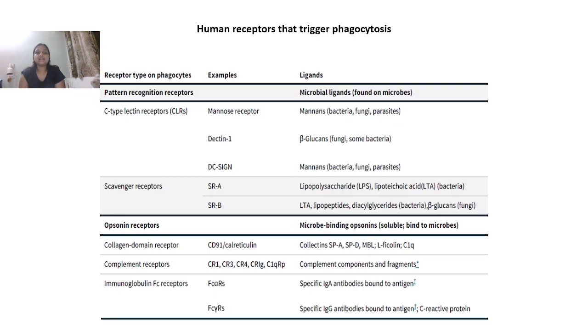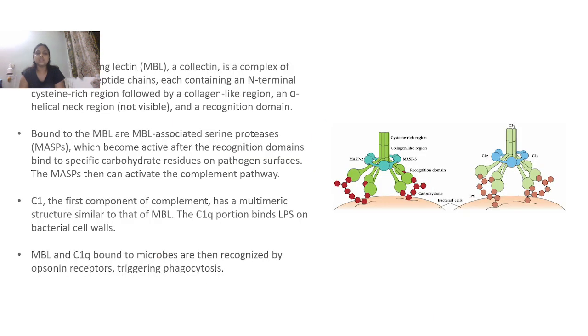Here you can see, as I already told, the mannose receptor is there, and it will interact with mannans. Mannose-binding lectin, which is a lectin, is a complex of multiple polypeptide chains, and each will contain an N-terminal cysteine-rich region followed by a collagen-like region and a recognition domain. So this is a mannose-binding lectin. These are the different collectins or receptors which will bind to mannose, the mannose receptors.